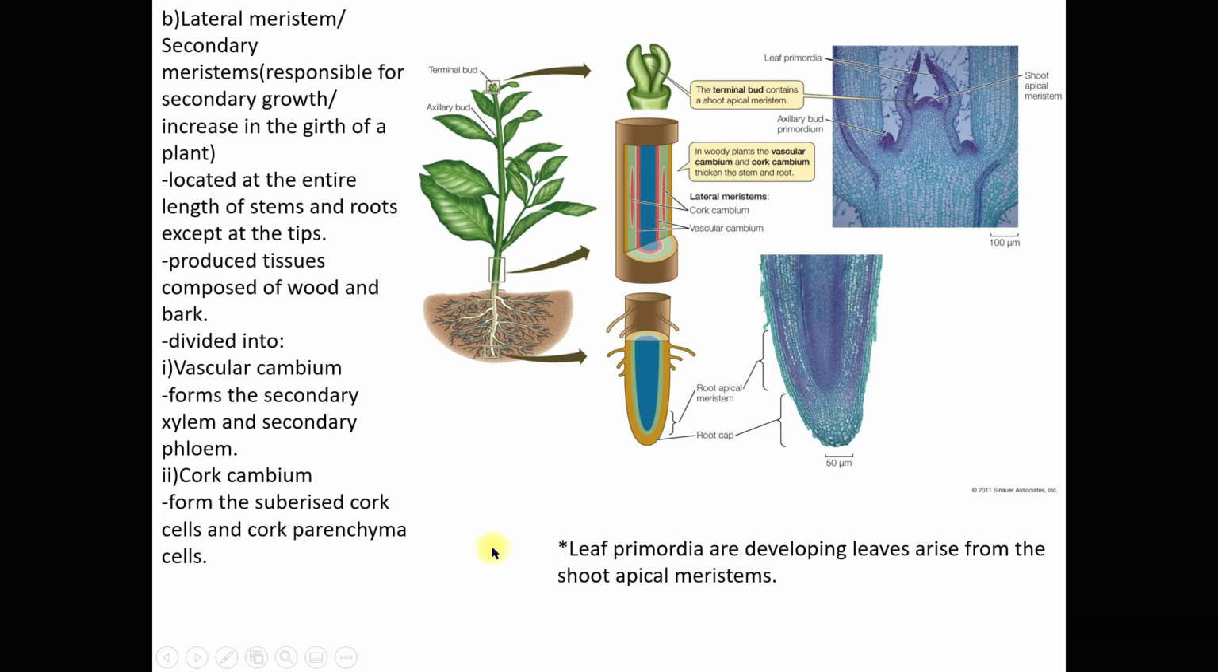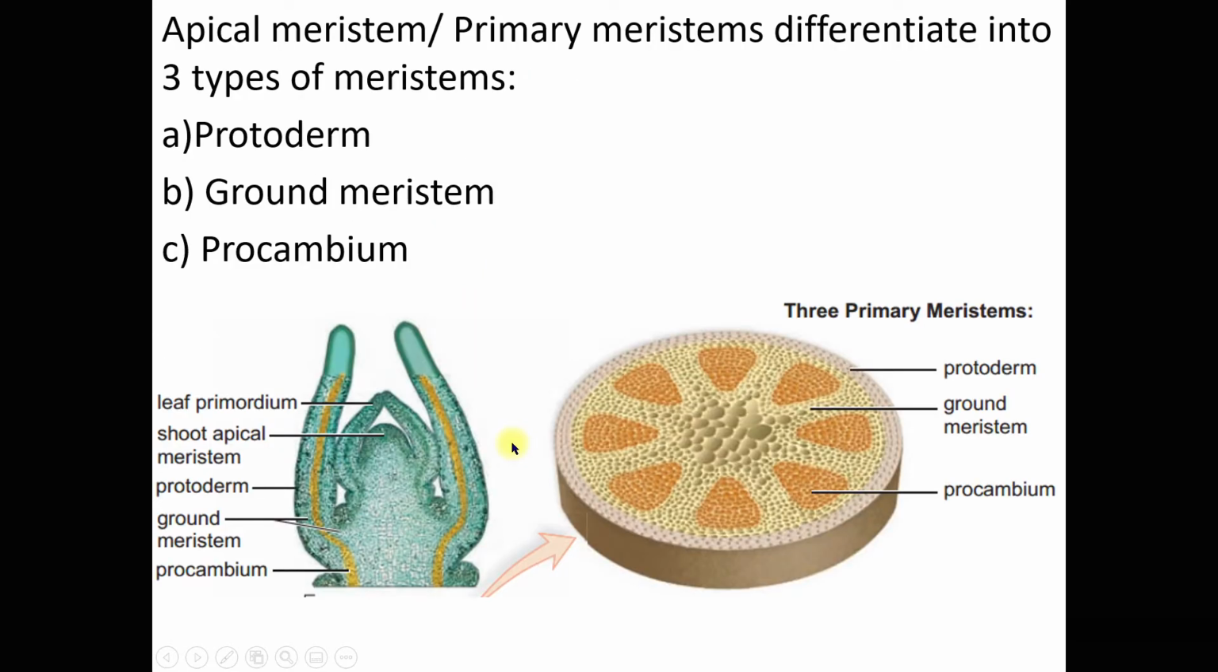Now if you see the word leaf primordia, it is developing leaves arising from the shoot apical meristems. So this is the leaf primordia, developing leaves from the shoot apical meristem. Now, let's study more detail about this meristem thing.